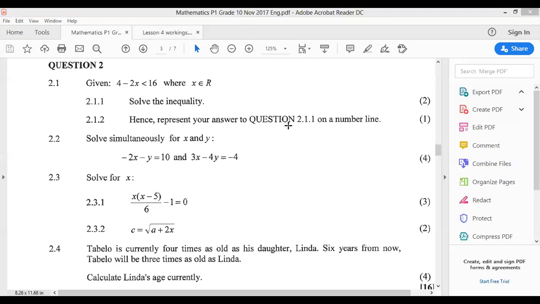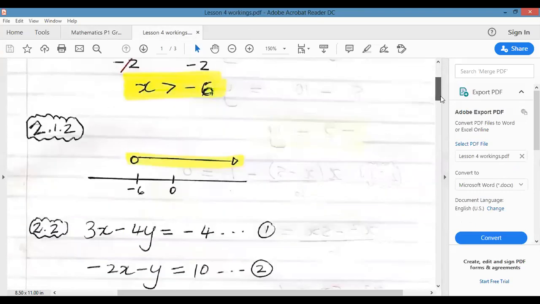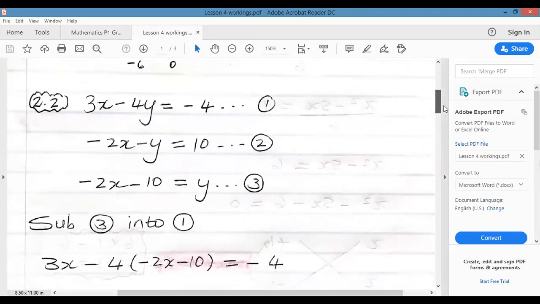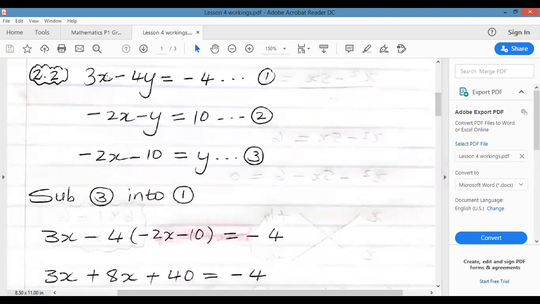Okay, cool. So now let's look at this one. We're given 3x minus 4y is equal to -4. This will be denoted by equation 1. Then there is also negative 2x minus y is equal to 10. This will be given as equation 2. So here we have named our equations, right?